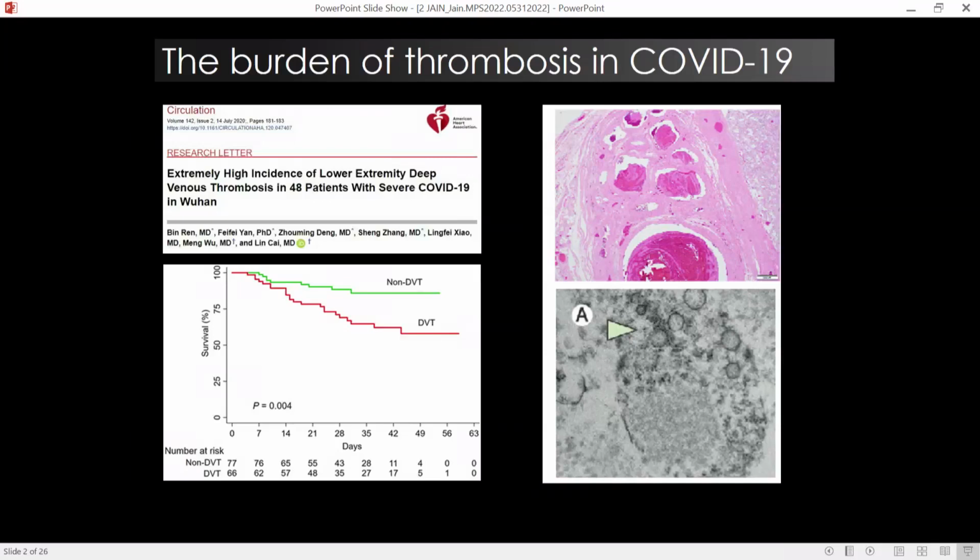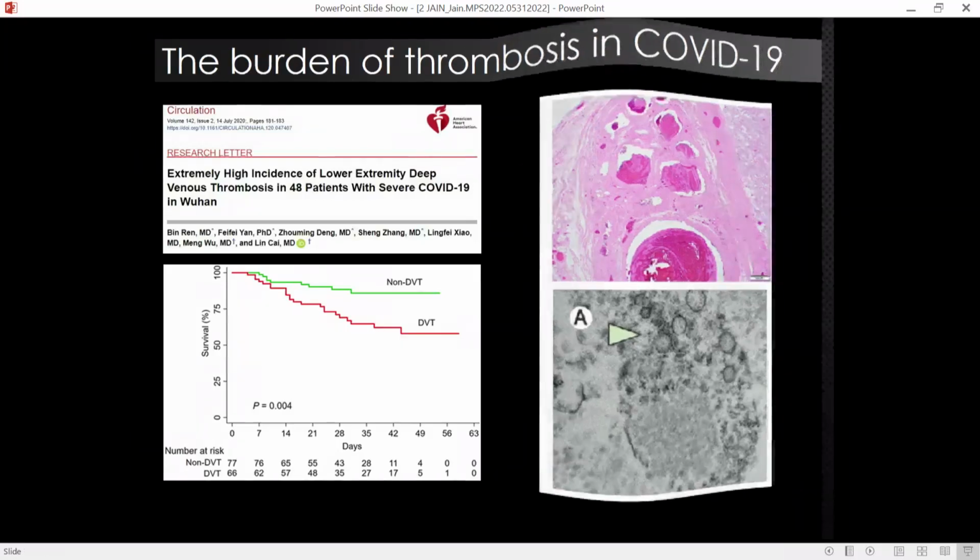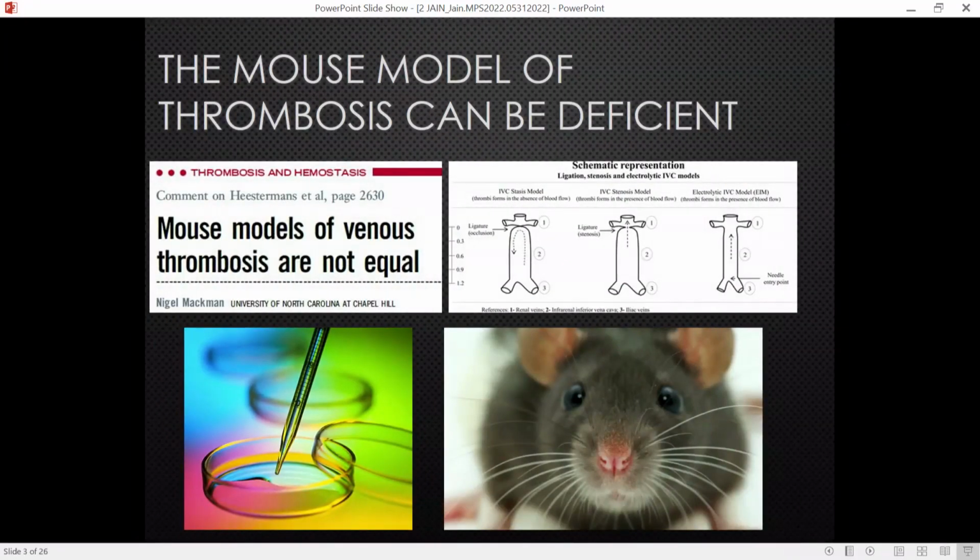So the burden of thrombosis in COVID-19 is huge. When we got started with creating the vein chip, or a model of vein thrombosis, one thing that we learned very quickly was that it's not just about creating a new technology. The reason we need a vein chip or a platform of organ-on-chip is simply because the murine models are deficient. And it's not just us saying it; the people who work with mouse models themselves confess that the mouse models of venous thrombosis are deficient.